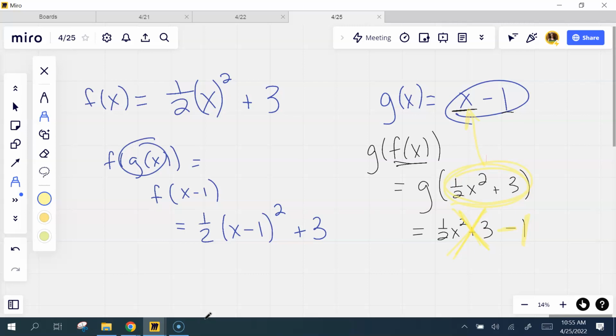Here is the same thing. It's 1/2 x squared, but my x is whatever that g was. So it's 1/2 x. So the equation is still there. It's just the x that's being replaced. Does that make sense? Are you all okay? Okay.